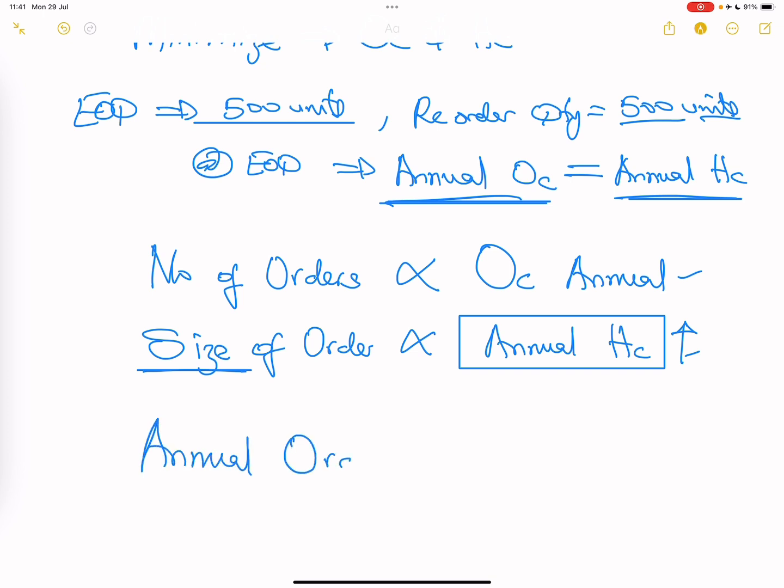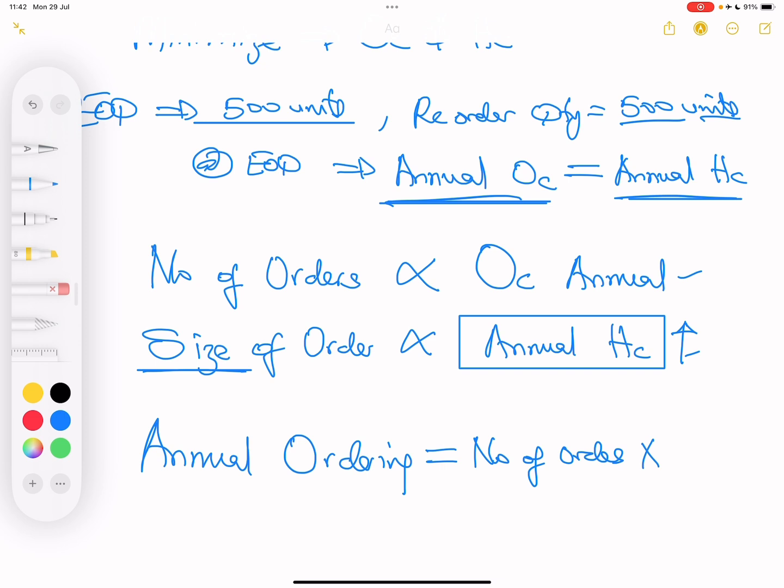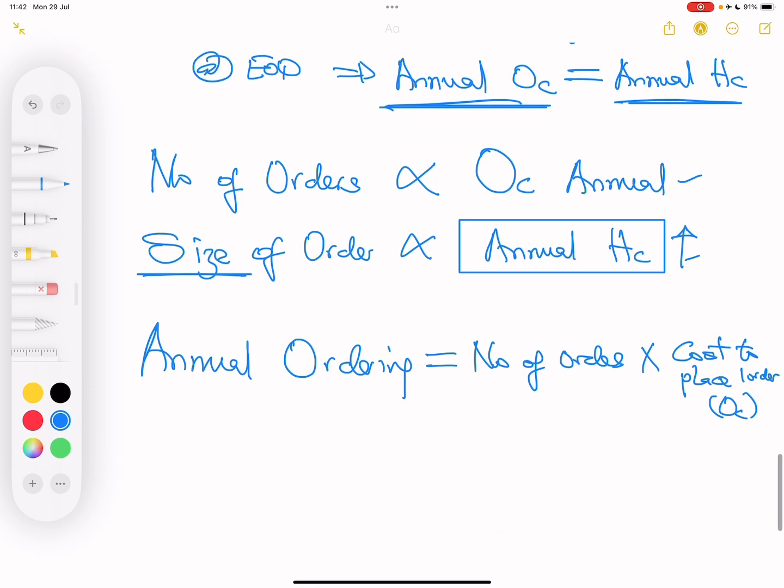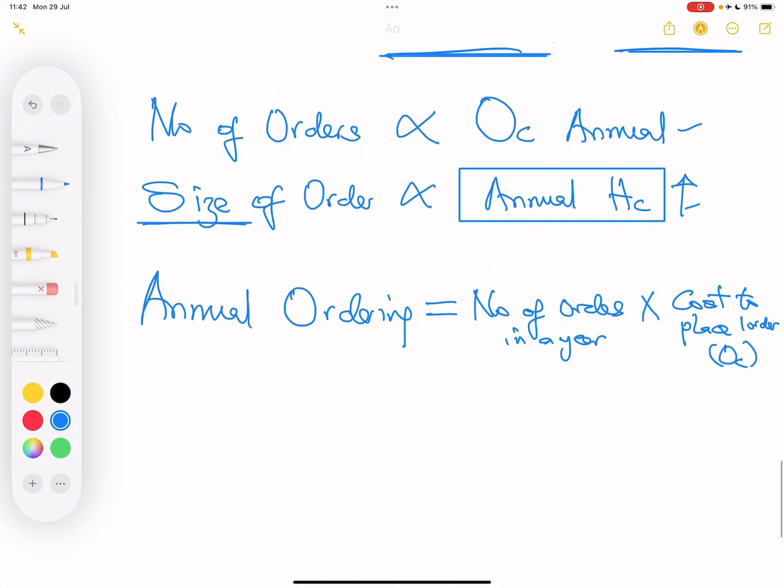Annual ordering cost is simply the number of orders multiplied by, let me call it cost per order so that is clear. I like to use very simple words. Yeah, cost to place one order, which is what I'm calling OC here. So number of orders in a year multiplied by cost to place one order.